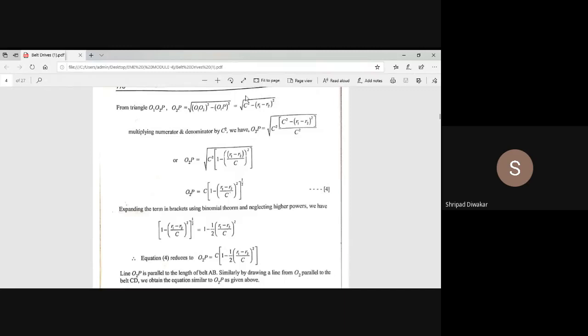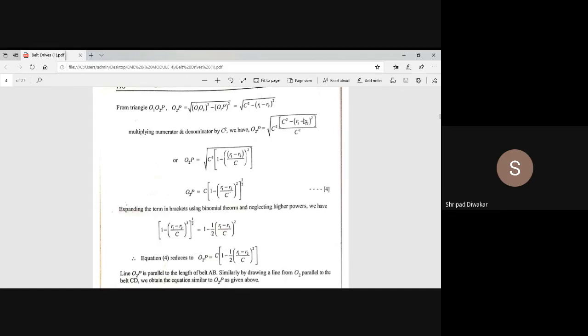No change in the value. Or I can write this equation as, because here you are having C square, so I am going to take it outside. This C square I am taking outside. So in the bracket, you can write 1 minus (R1 minus R2 divided by C) whole square. So this is a simplified form of this equation.